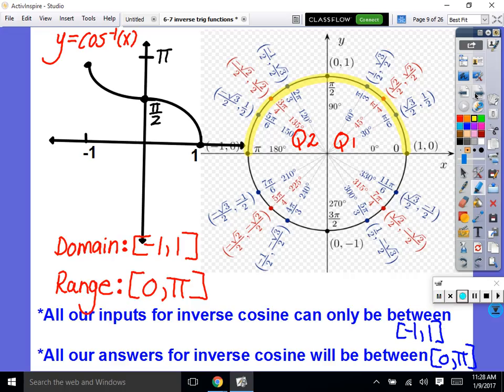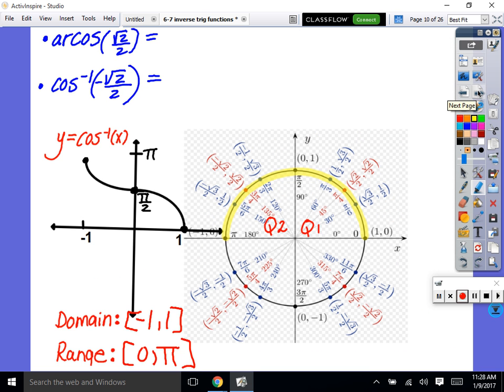So I already said that. All of our inputs for cosine will be between negative 1 and 1. All of our answers for the inverse cosine will be from 0 to pi, no matter what. So let's answer these questions. Remember, you just read it as the angle whose cosine is this value.